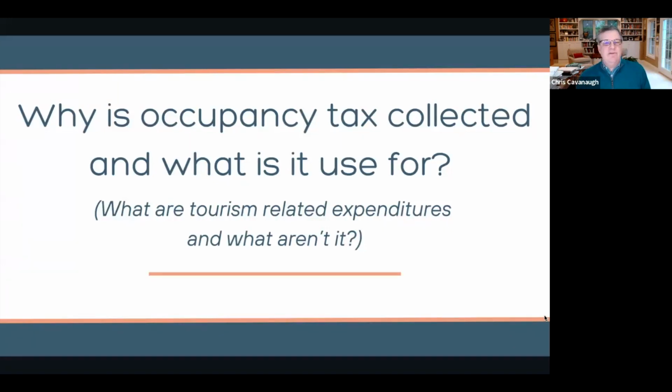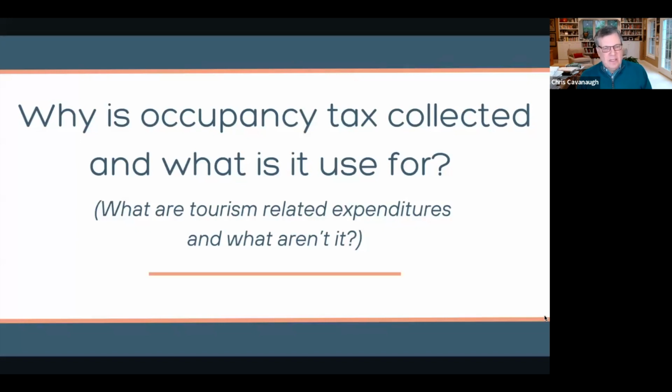And that includes everything from advertising, salaries associated with the administration of those activities, social media, public relations, marketing research, a variety of different activities that we all lump into this group of things called destination promotion.